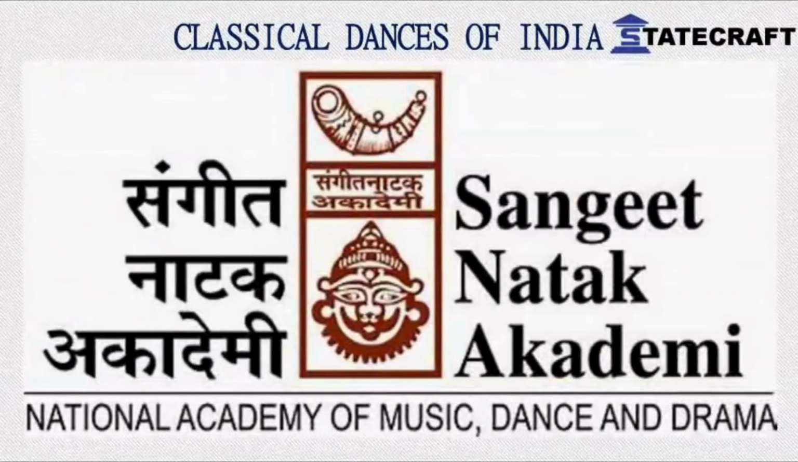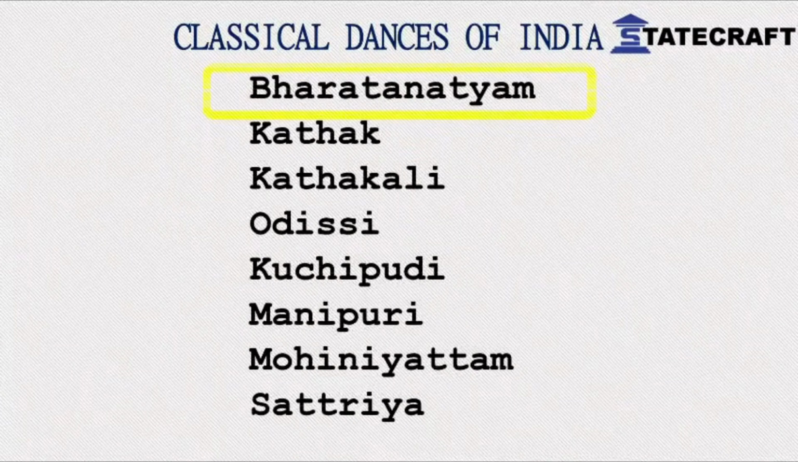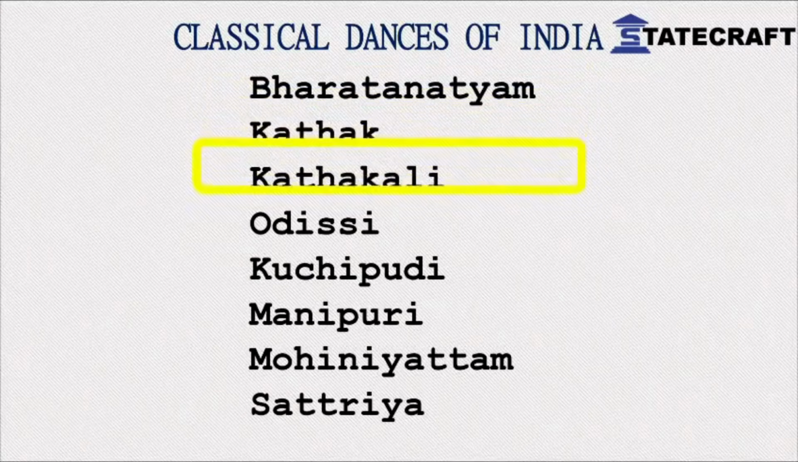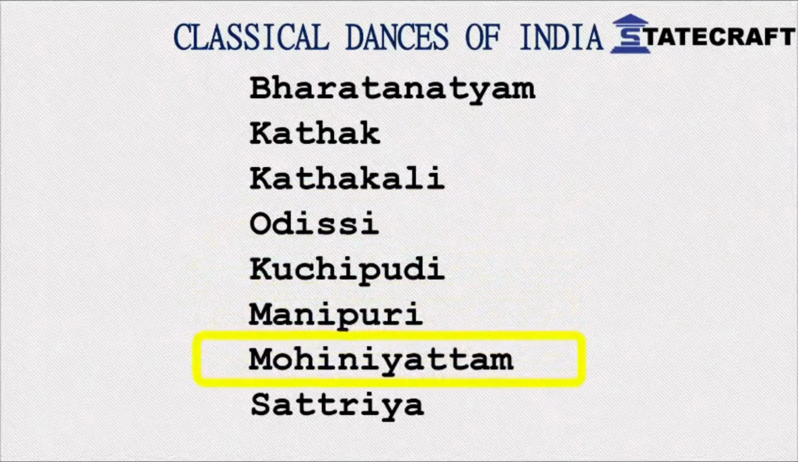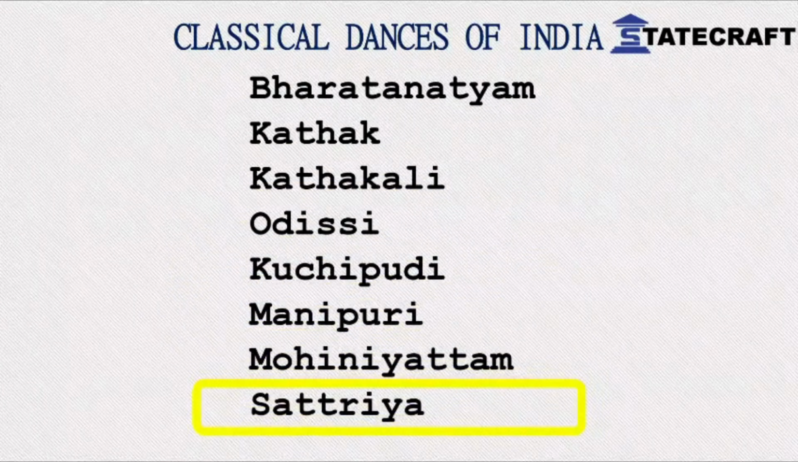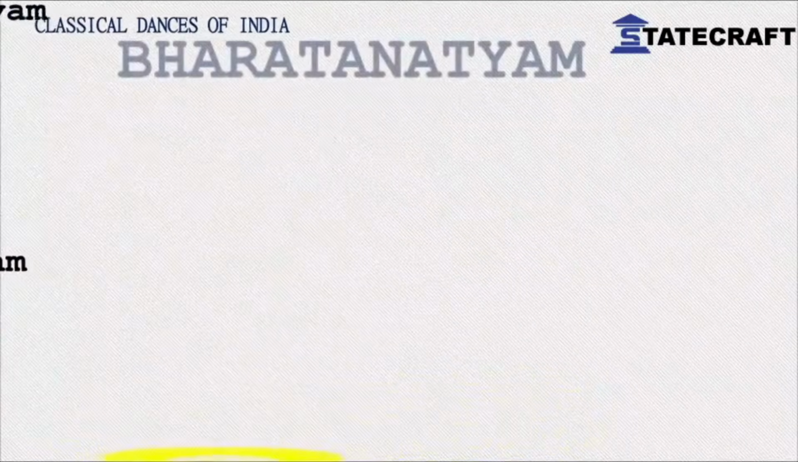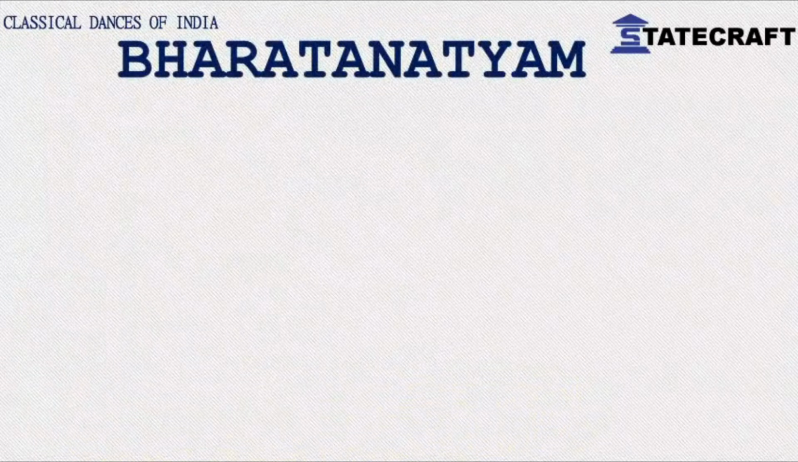The Sangeet Natak Academy, which is the National Academy of Music, Dance and Drama in India, has conferred the status of classical dance to 8 Indian dance forms. These are Bharatanatyam, Kathak, Kathakali, Odissi, Kuchipudi, Manipuri, Mohiniyattam, and Satriya. Let us begin our discussion with Bharatanatyam.